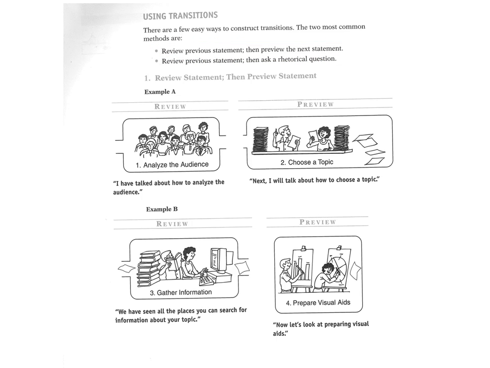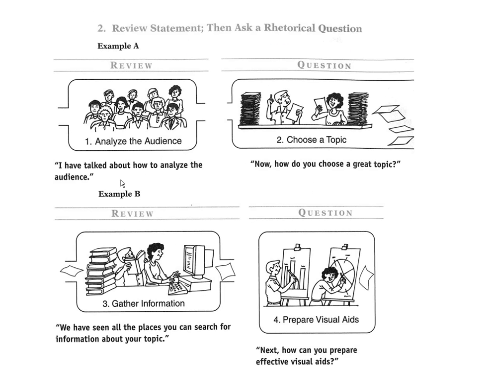Now we can also use a rhetorical question. And with a rhetorical question we need to go to the next page, and we see that I have talked about how to analyze the audience, which is my review. And now I ask a question, and that works as my preview. Now, how do you choose a great topic? Or, in example B, we've seen all the places you can search for information about your topic. Next, how can you prepare effective visual aids?